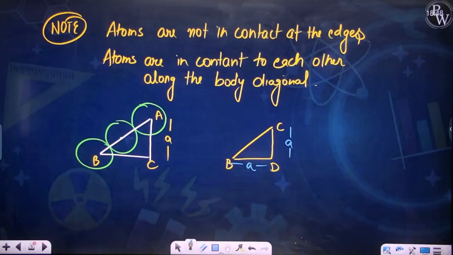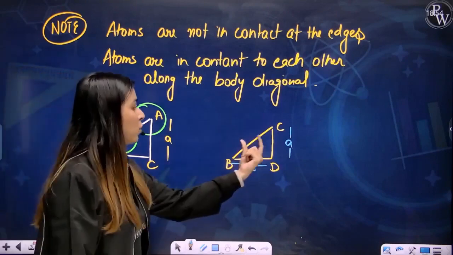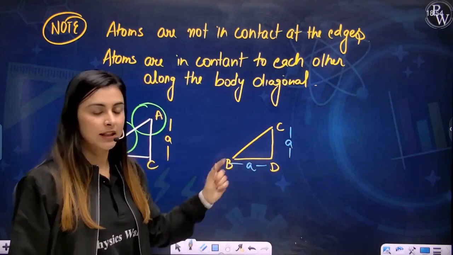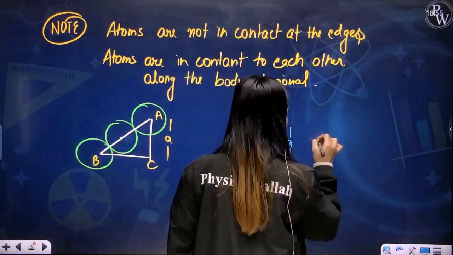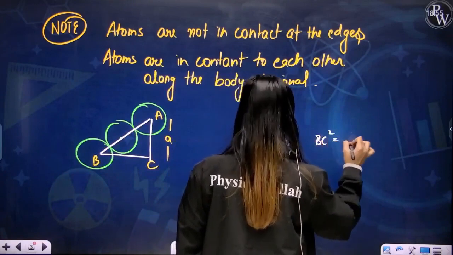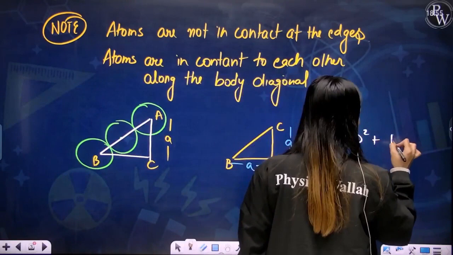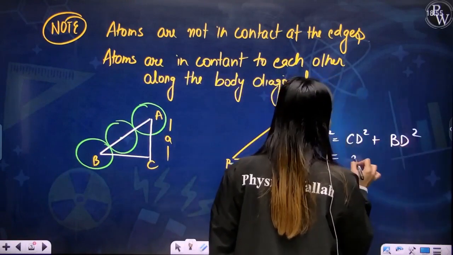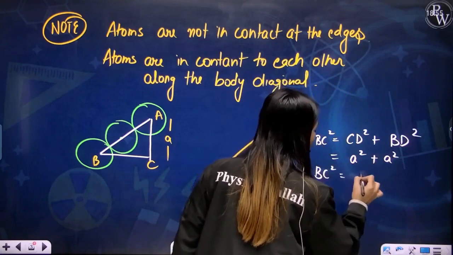Just a second, write this and then we'll move forward. I hope you've written this. Now let's try to understand this. See, you have edge length A here, edge length A here. Let's apply the Pythagoras theorem here. We can say that BC square will be equal to CD square plus BD square, right? Yes, this means A square plus A square. So BC square would be equal to 2A square.